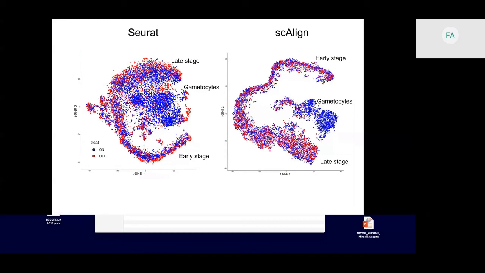And so that shows SC-align is able to maintain condition-specific cell types, whereas if you look at Seurat or basically any of the other methods that we've tested, you'll see a very clear mixing of the red and blue dots near where the gametocytes sit, indicating that other alignment approaches may not be able to maintain condition-specific cell types.